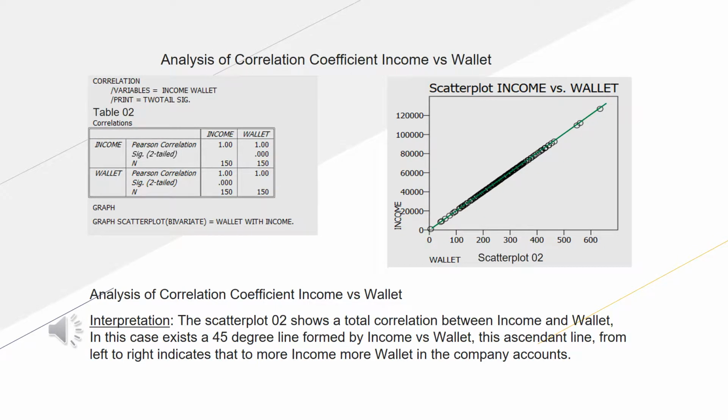Analysis of correlation coefficient: income versus wallet. Interpretation. Scatter plot 02 shows a total correlation between income and wallet. In this case, there exists a 45-degree line formed by income versus wallet. This ascending line from left to right indicates that the more income, the more wallet in the company accounts.